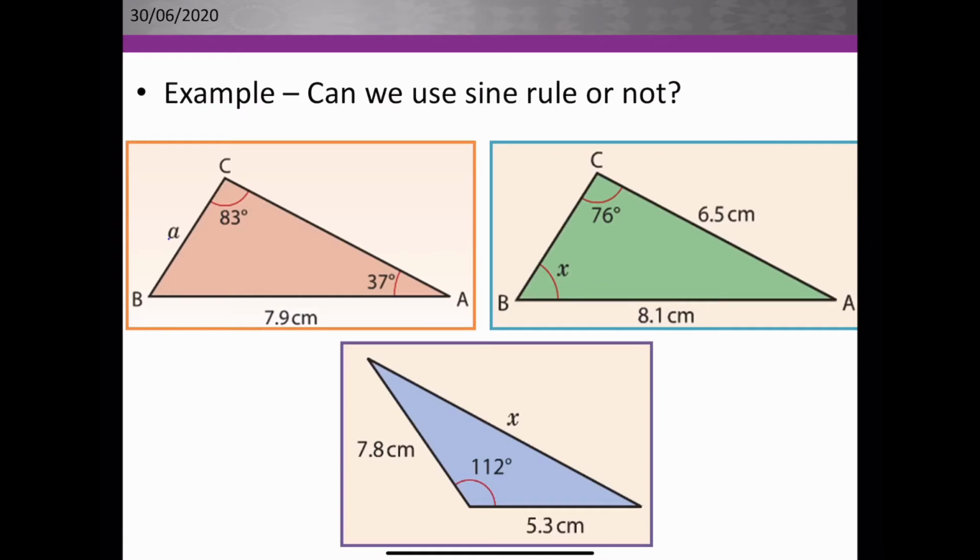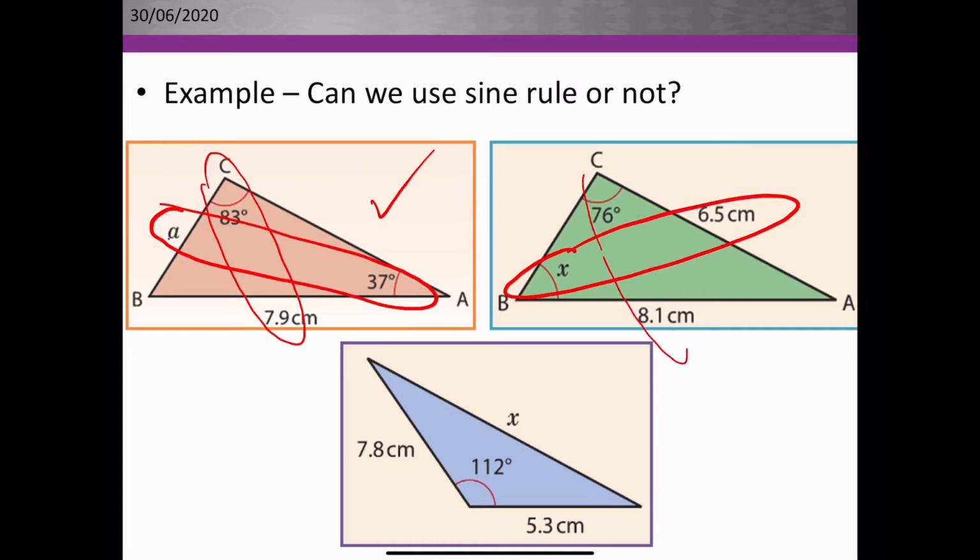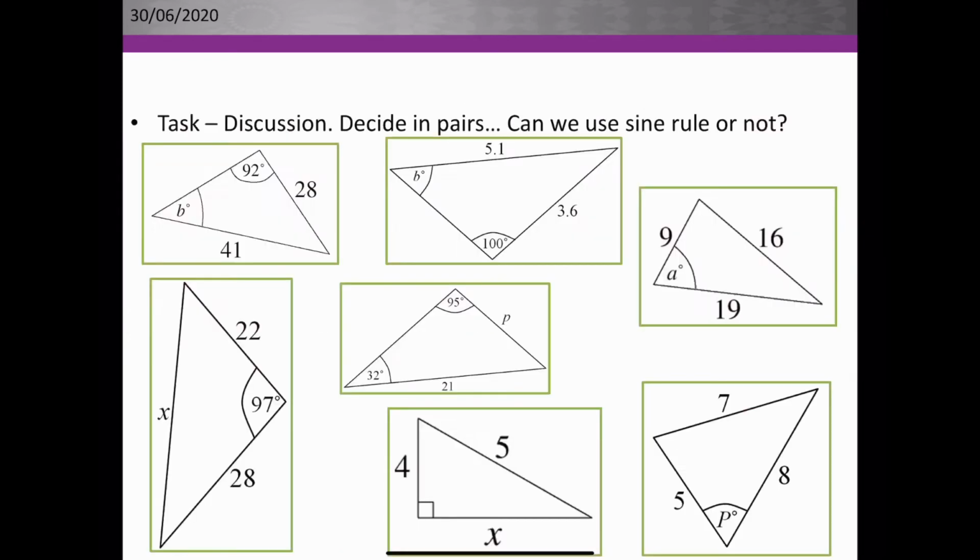So, can we use the sine rule or no? I've got angle with corresponding side, angle with corresponding side. So yes, we can. Angle with corresponding side, angle with corresponding side. Yes, again. Angle with corresponding side, but I've not got another angle with a corresponding side. So for this one, I wouldn't be able to use it. Can we use the sine rule again? Pause it and try these questions.